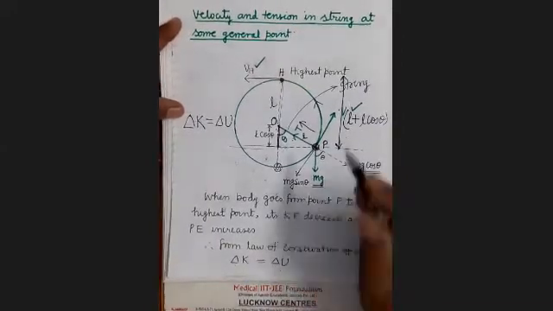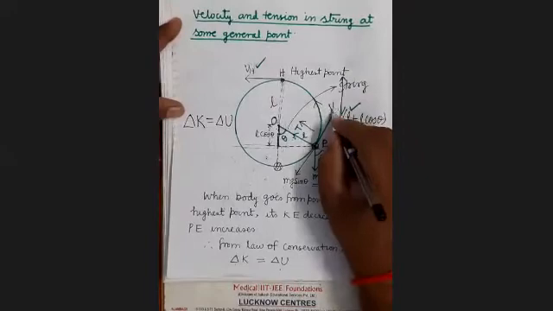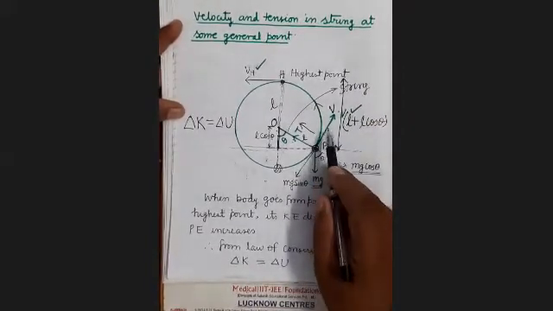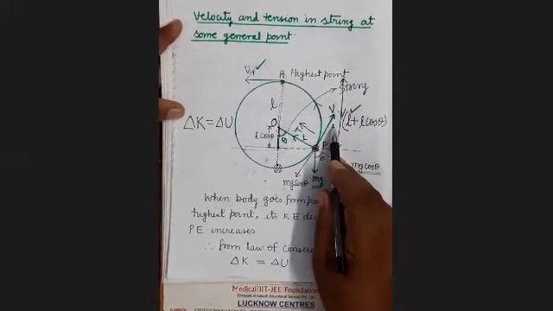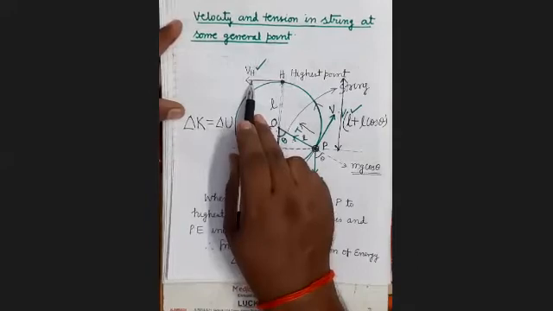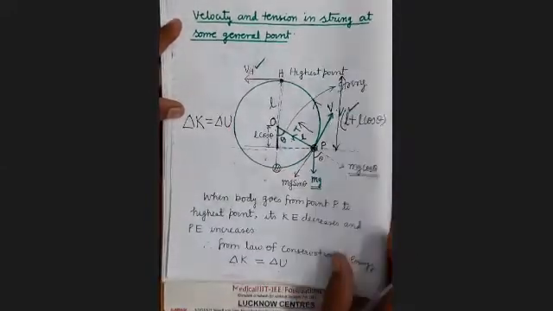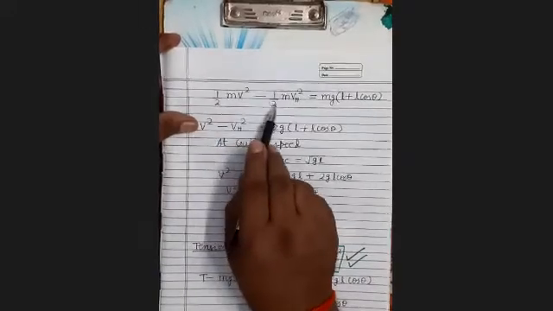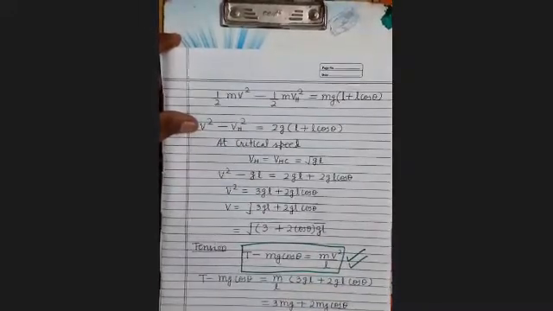What is kinetic energy here? Here you can see speed is V, its mass is M. So what is kinetic energy? 1 upon 2 M V square. What is kinetic energy here? 1 upon 2 M VH square. On substituting, what will you get? Half mV square minus 1 upon 2 mVH square.